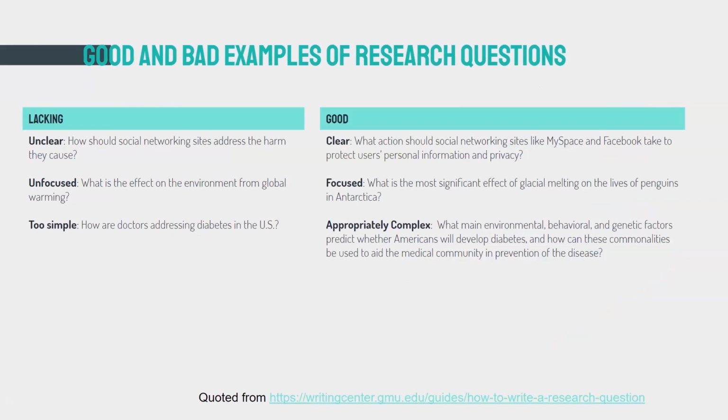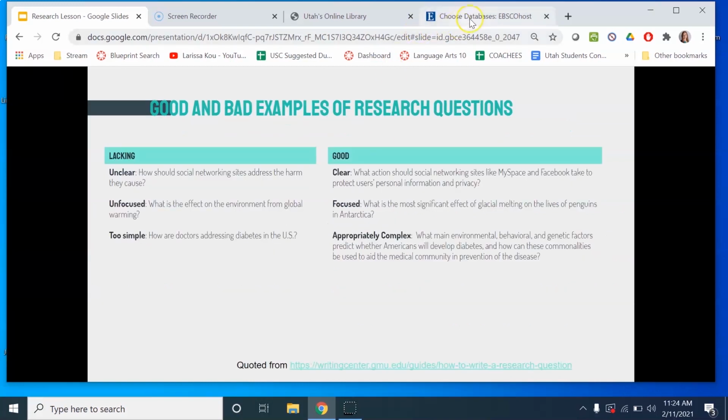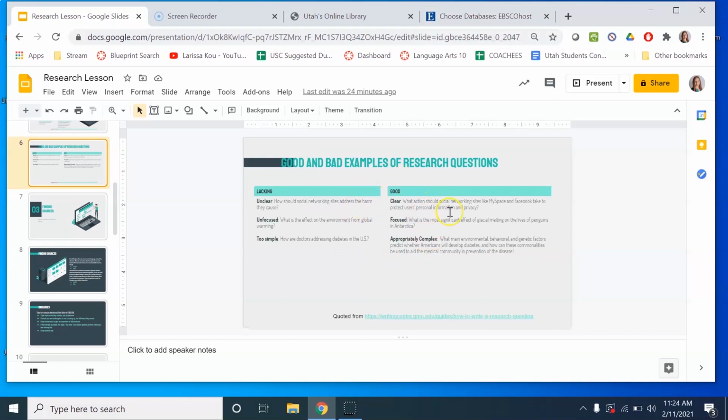So I'm going to pull one of these research questions just to experiment with. And I think I will go with the second one. What is the most significant effect of glacial melting on the lives of penguins in Antarctica? So I'm going to say that's my research question for this project. And I'm going to go into EBSCOhost and pull some of my keywords.